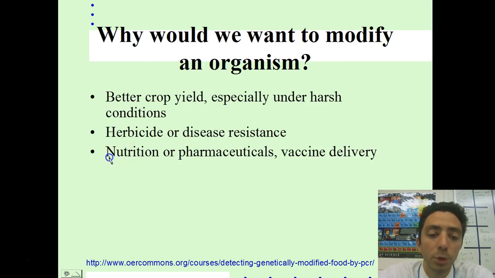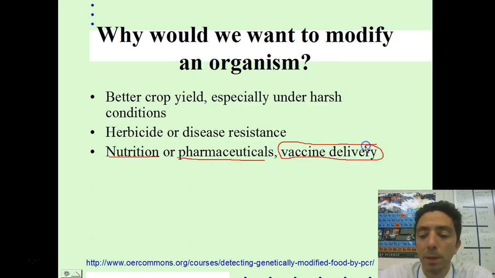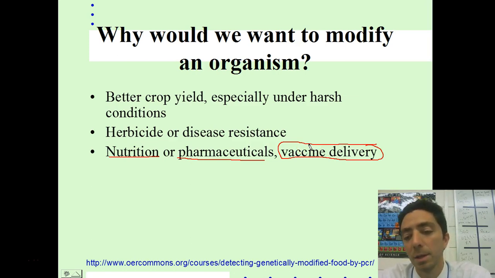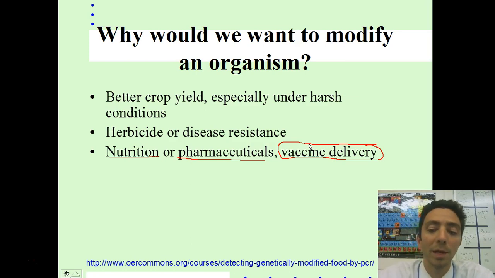We can also do it for nutrition or pharmaceuticals. And so one of the really wonderful ideas is this vaccine delivery. And what that would entail would be creating plants that produce compounds found in the vaccines. And so for the third world, the developing world, that would allow us to get the vaccines to the people in the food that they're eating. And so it could potentially reduce a lot of problems with those diseases like polio and things that we can vaccinate for.